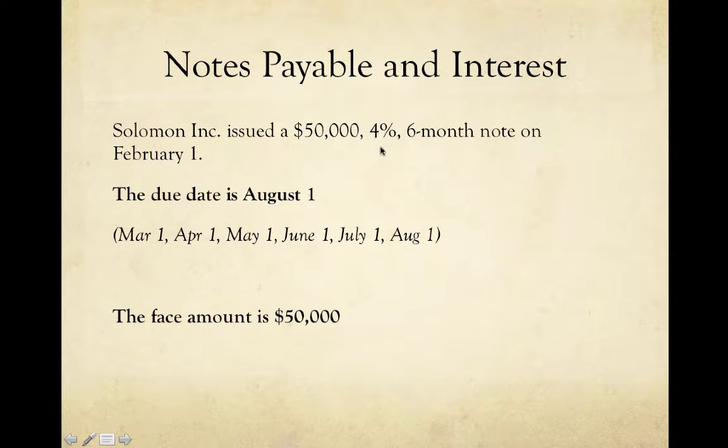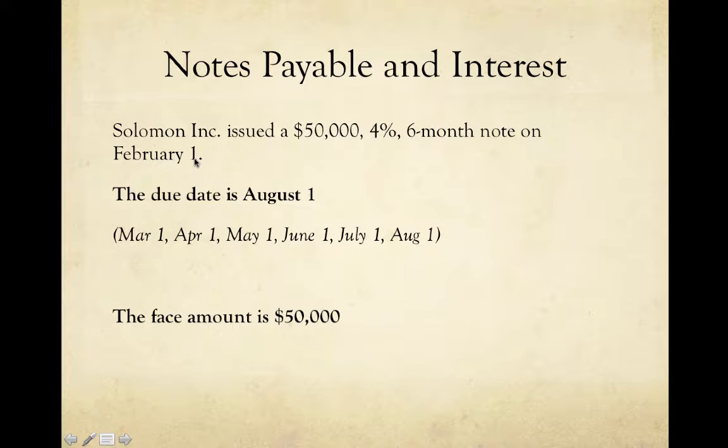The 4% represents the interest rate, and that is an annual interest rate. The 6 months is how long the money is going to be borrowed. So actually the $50,000 is due in 6 months. And February 1st represents the date the note was issued.